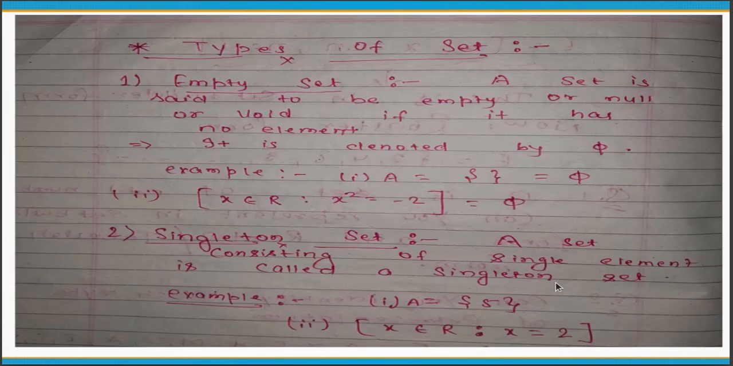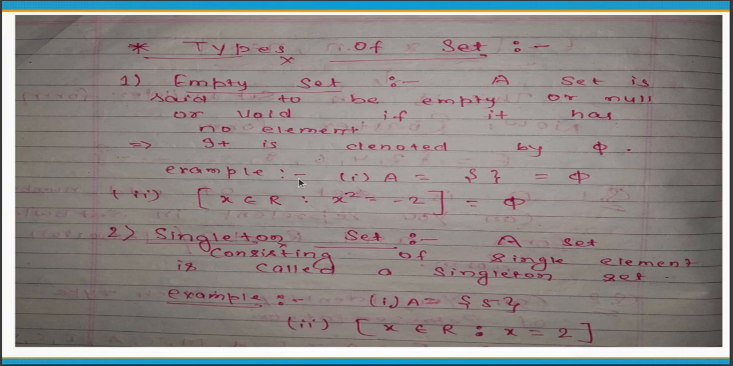Now types of set. First type of set is empty set. A set is said to be empty, null or void if it has no element. Empty set means that set has no element. It is denoted by phi.